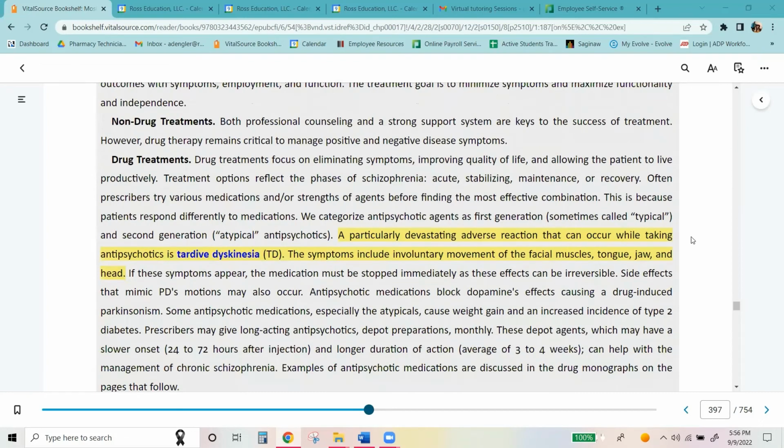I have highlighted in drug treatment a particularly devastating adverse reaction that can occur while taking antipsychotics, which is tardive dyskinesia. I'm sure you've seen commercials about this. These symptoms can include involuntary movement of the face, muscles, tongue, jaw, and head. If these symptoms appear, the medication must be stopped immediately as these effects can be irreversible. It almost causes like a tic that a person would do.